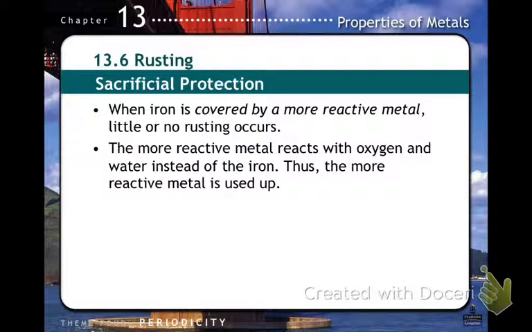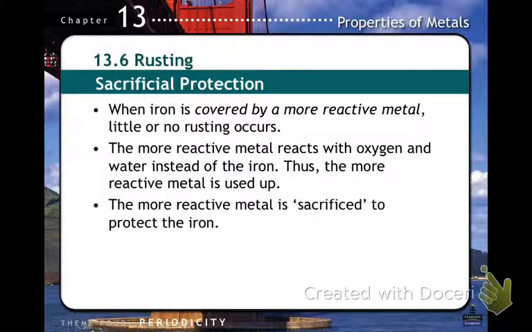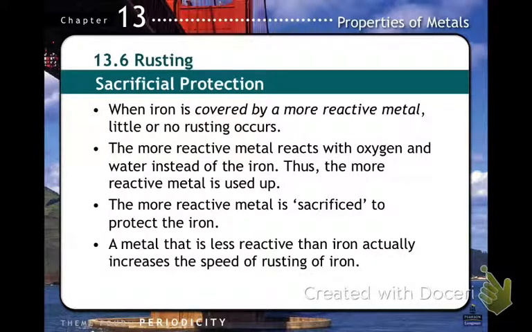So the more reactive metal is then used up. Once the more reactive metal is used up, then it will get into the iron. What I'm trying to say is the more reactive metal is sacrificed to protect the iron. Now, if you use a metal that is less reactive than iron, you will actually increase the speed of rusting of iron. Why? Because the iron will rush out to the atmosphere and rust.